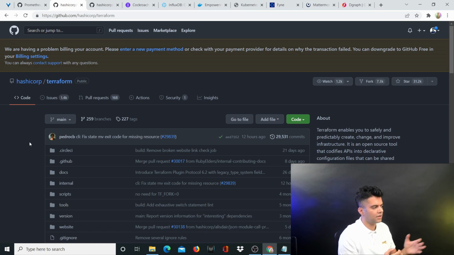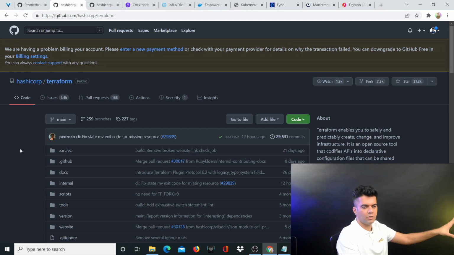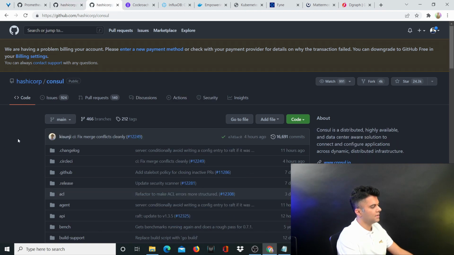And if you've heard about Terraform, you know that it's very, very heavily in demand, right? So it's a very great technology. It's a cloud automation technology, and both Prometheus and Terraform are used at the cloud infrastructure level. Now, Consul, which is a third open source technology, is again by HashiCorp.